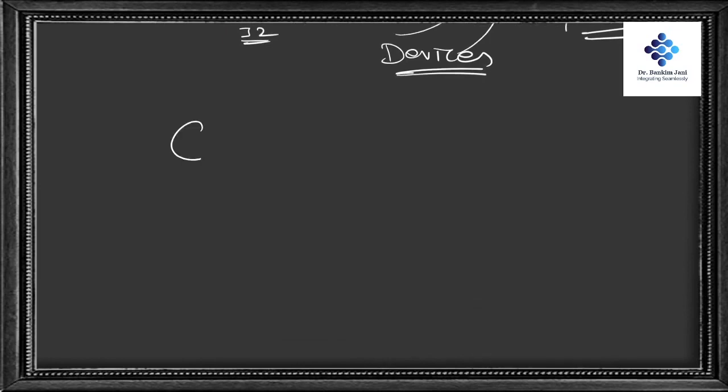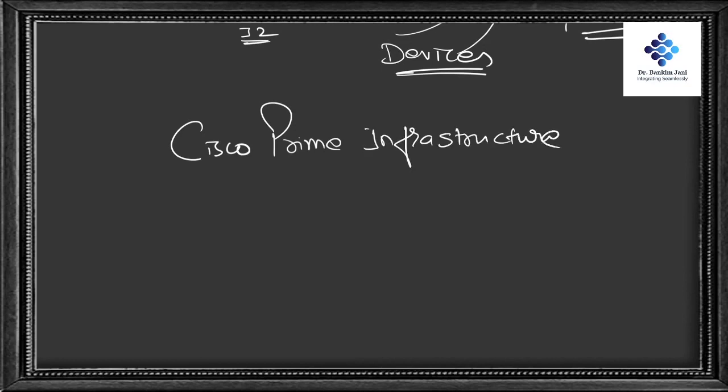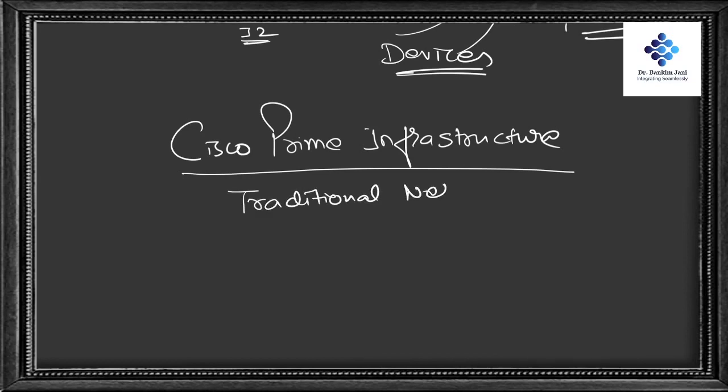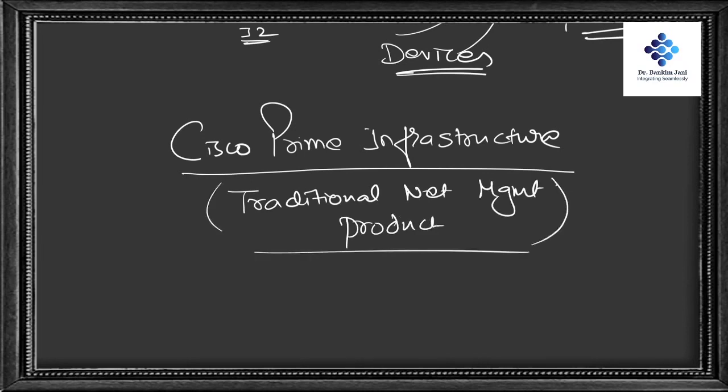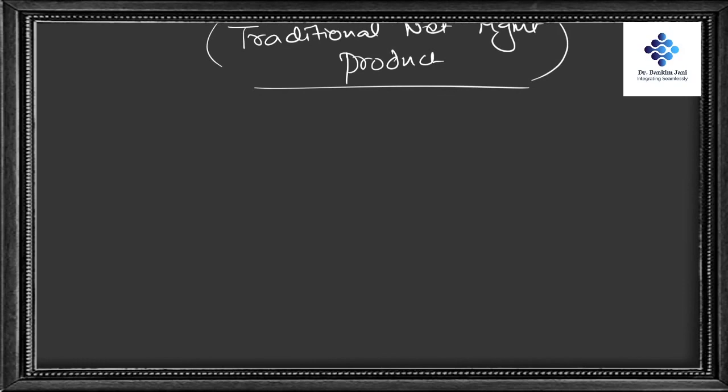Now currently there is what is called Cisco Prime Infrastructure. This is something which is available even right now. Cisco Prime Infrastructure is a traditional network management product. Since it handles traditional networks, it must have many good features, and some of the features are actually very good.